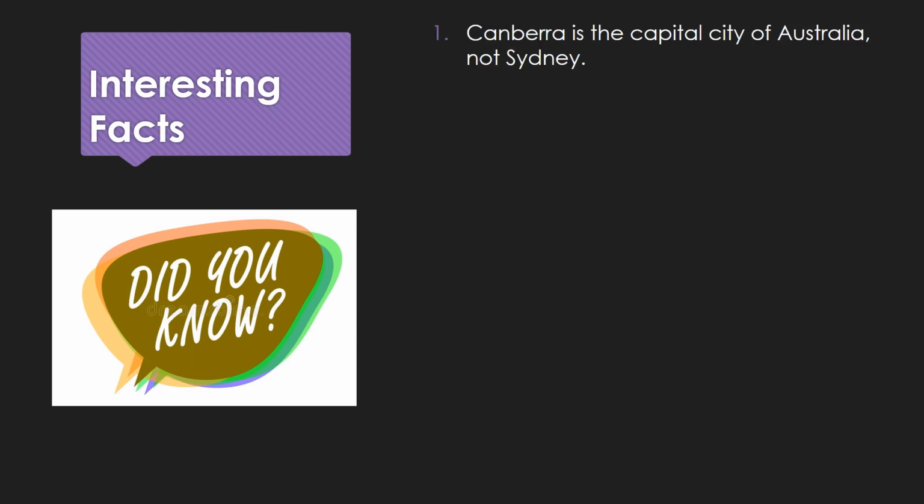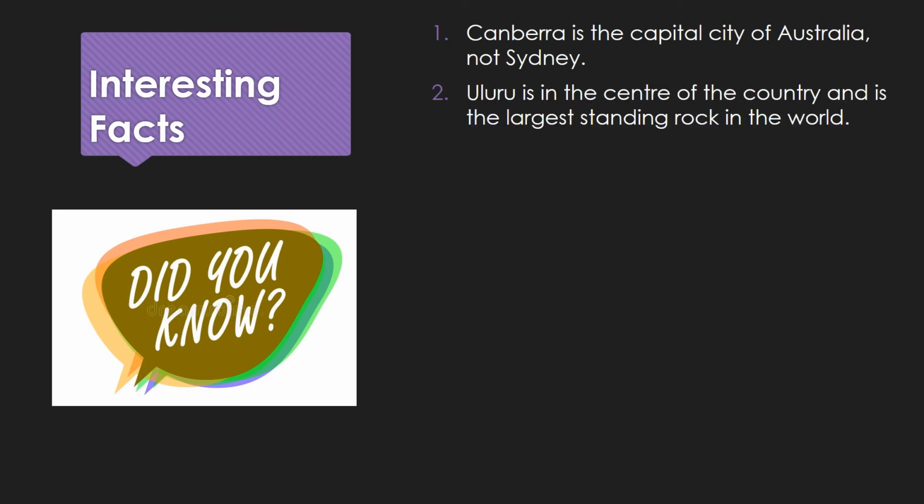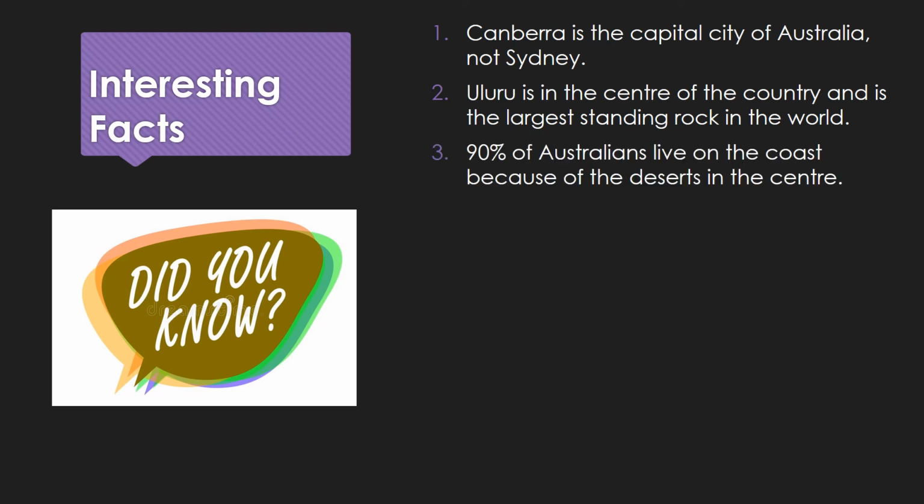So as I mentioned on the previous slide, Canberra is actually the capital of Australia, not Sydney. Uluru is in the centre of the country and is the largest standing rock in the world. If you don't know what Uluru is, or you've never heard of it, then definitely Google it. It's this huge sort of orange rock in the middle of Australia that has a lot of significance for Australian Aborigines, which are the indigenous people there. 90% of Australians live on the coast because of the deserts in the centre. Again, I mentioned that earlier, that a lot of the population are around the edge. If you look at where Sydney and Melbourne, Perth, Cairns, all the major cities are around the coast of Australia.